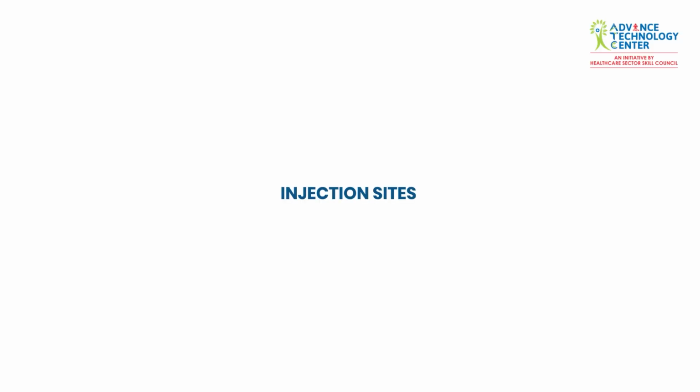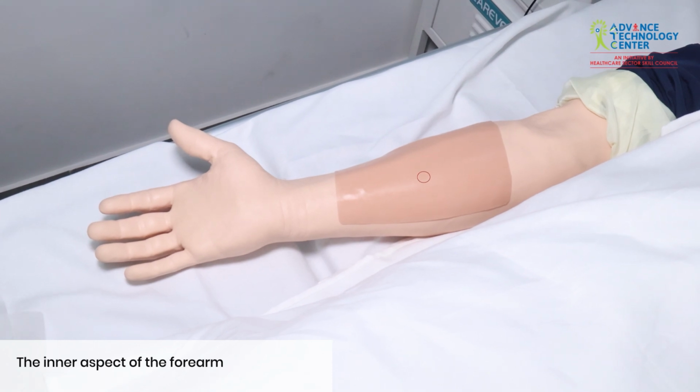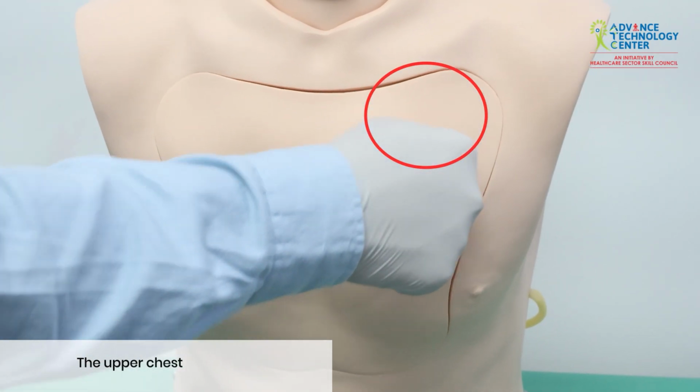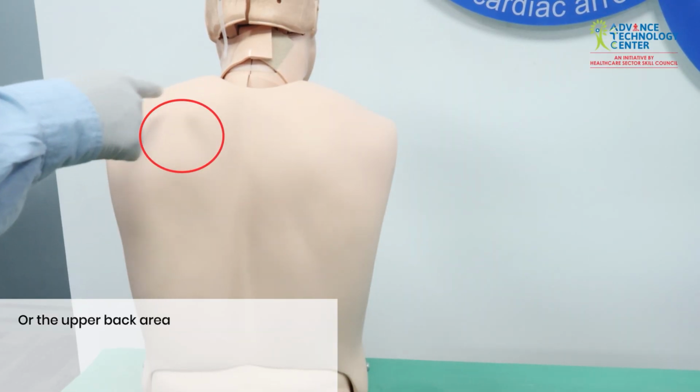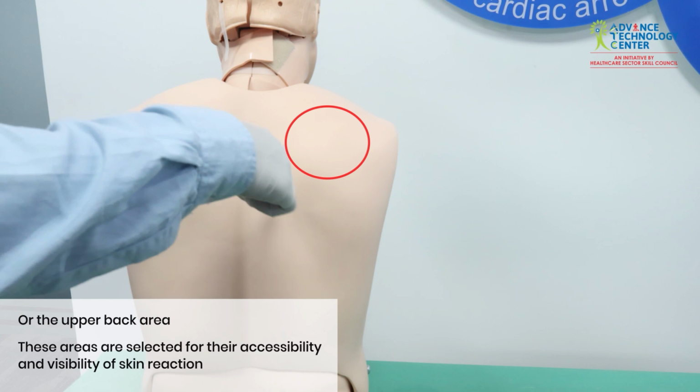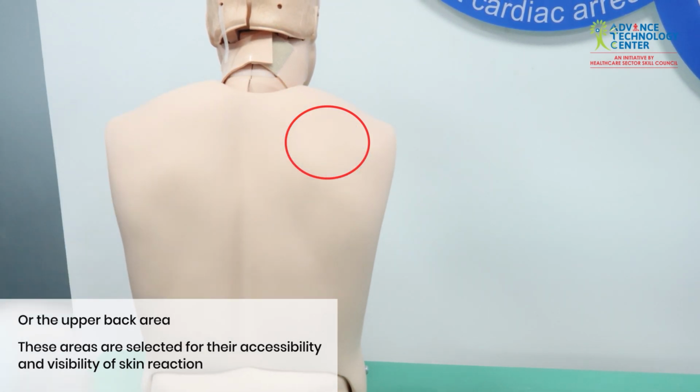Injection sites. The recommended injection sites are the inner aspect of the forearm, the upper chest, or the upper back area. These areas are selected for their accessibility and visibility of skin reaction.